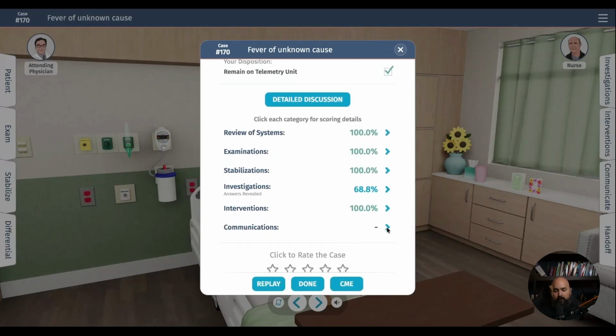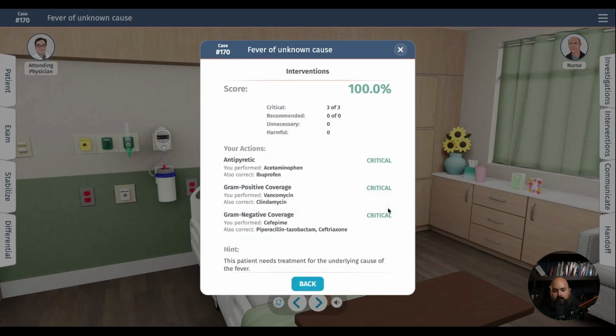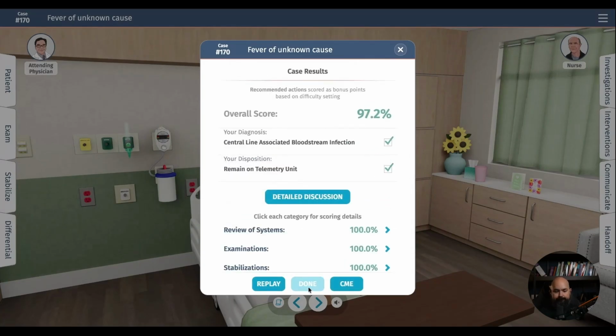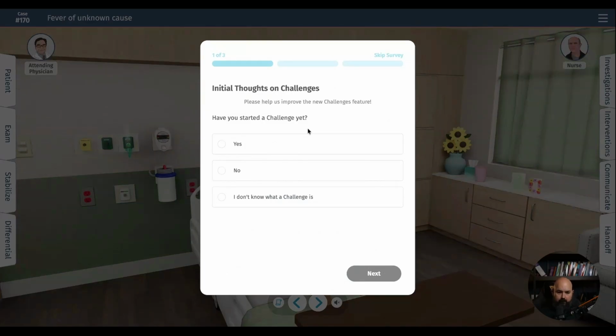Communications aren't integrated because we didn't need to consult anybody. Interventions were at 100%, didn't miss anything there. So, all done. Initial thoughts on challenges. So let me back out of here.